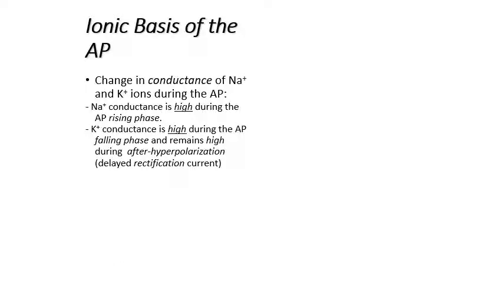Again, just looking at an ion basis, sodium conductance, sodium moving in, is high during the rising phase, and then potassium moving out is high during the falling phase. So again, it is the ion movements that are changing the membrane potential. First it's sodium, then it's potassium. Sodium's causing the rise, potassium's causing the fall of the repolarization.